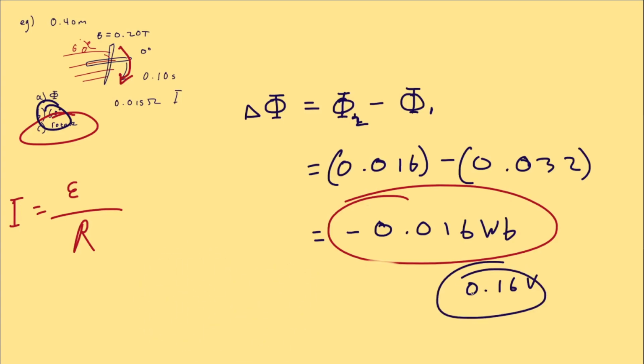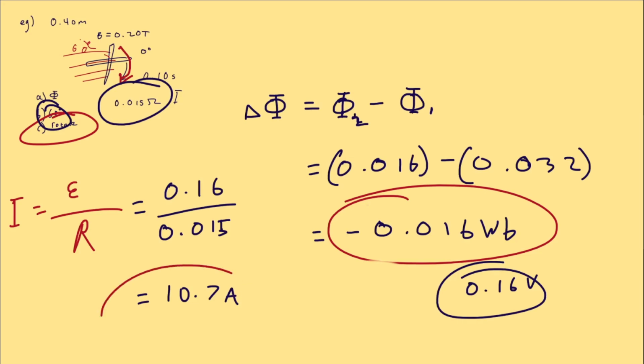Now from this EMF, let's plug it into the Ohm's law formula, which is going to give us the amount of induced current that comes from our EMF. So 0.16 divided by the resistance given at the beginning, which is 0.015. And the final answer is 10.7 amps of current.